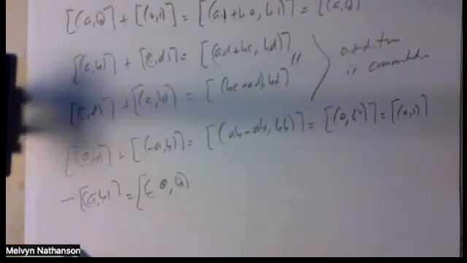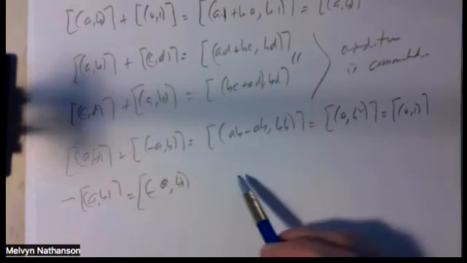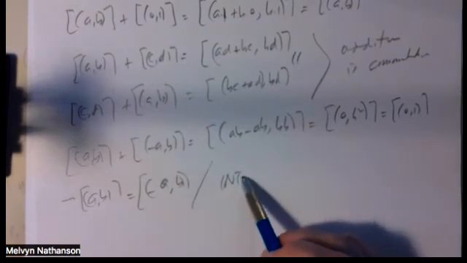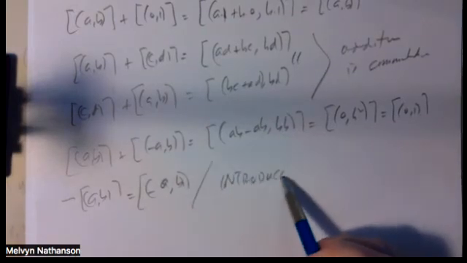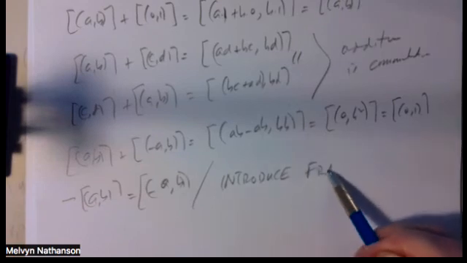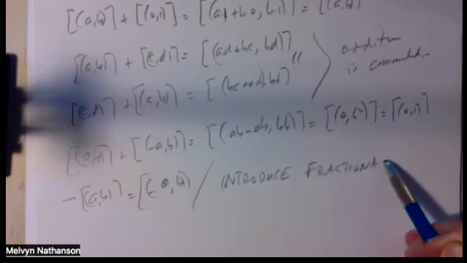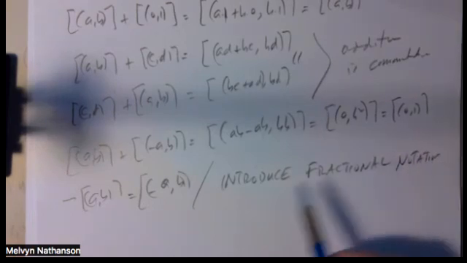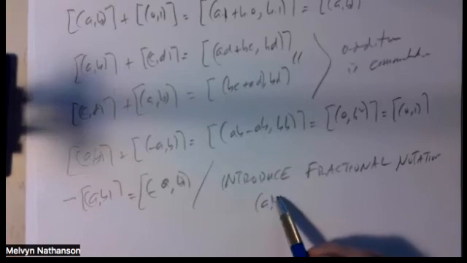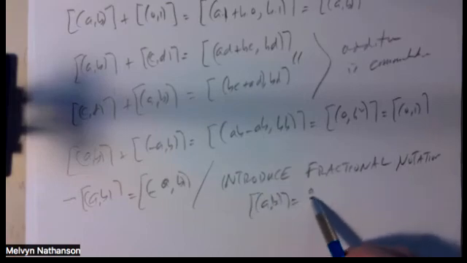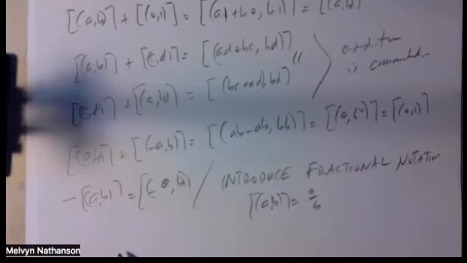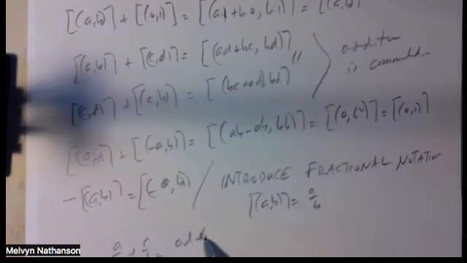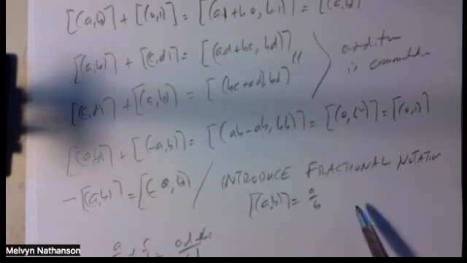So what I just proved is, if we introduce, let's call it fractional notation, if we write the equivalence class of A over B as A over B, we just proved that A over B plus C over D is AD plus BC over BD, and we have an additive abelian group.